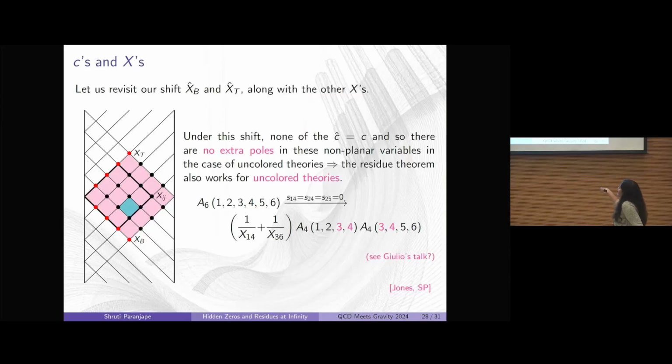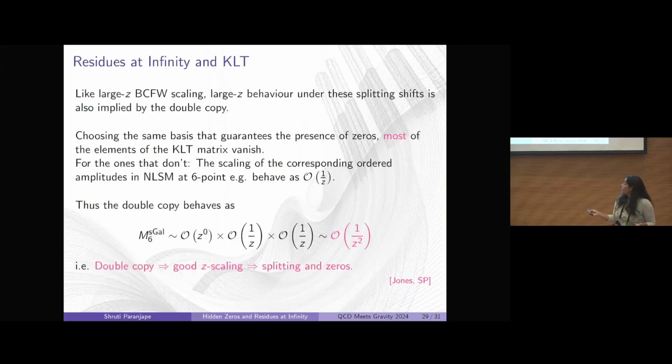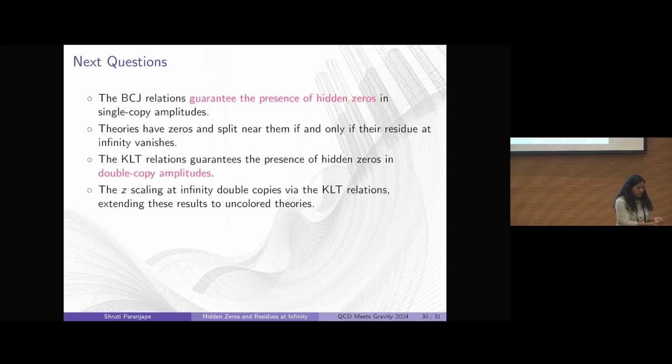And this allows me to write down exactly the same residue theorem and exactly the same splitting relation for these uncolored theories. Now, you should feel uncomfortable because the way I've written this looks like it really matters that it's 1, 2, 3, 4, 5, 6, right? But interestingly, because the mesh is split up into these two regions, you get these uncolored blobs of 1, 2, 3, 4, and 3, 4, 5, 6. So it doesn't actually matter that this is an uncolored theory.